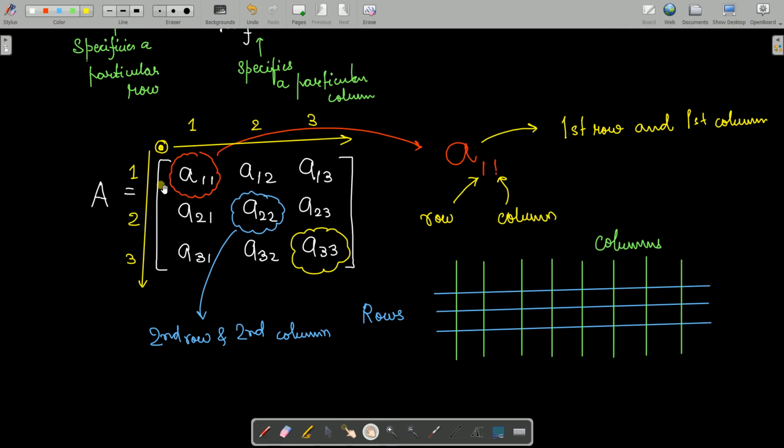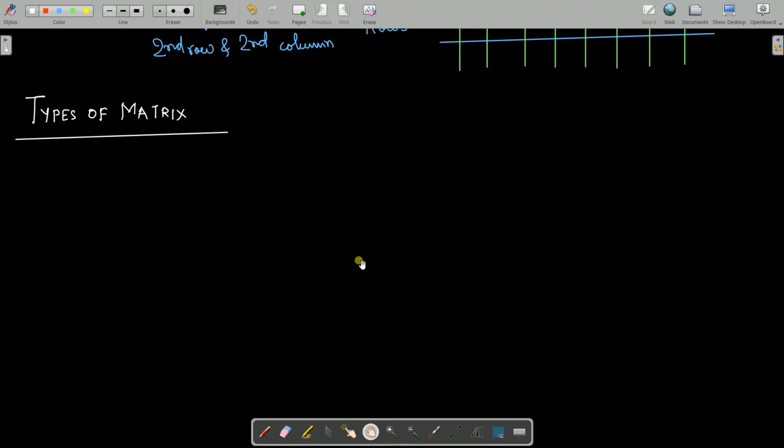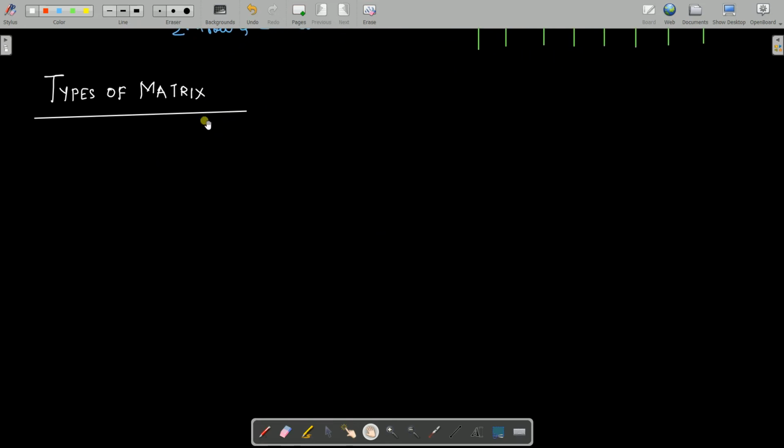Okay, next we will learn the types of matrices. There are multiple types of matrix, so we will pick up the important ones, and as we proceed we will introduce some new matrices in subsequent lectures.